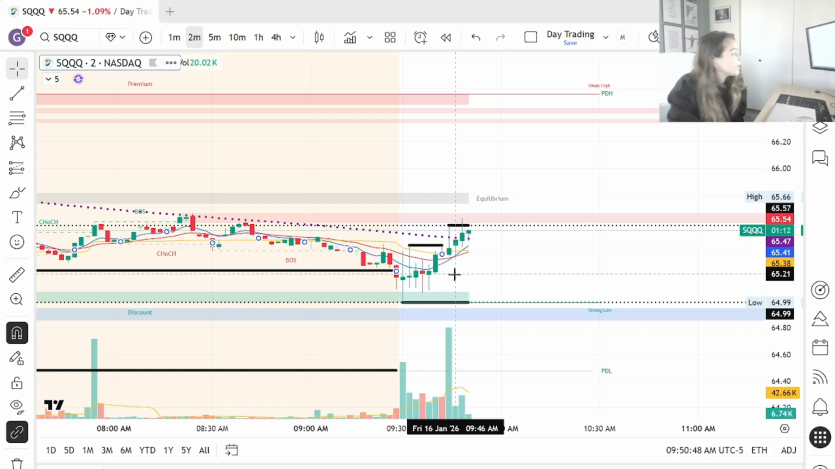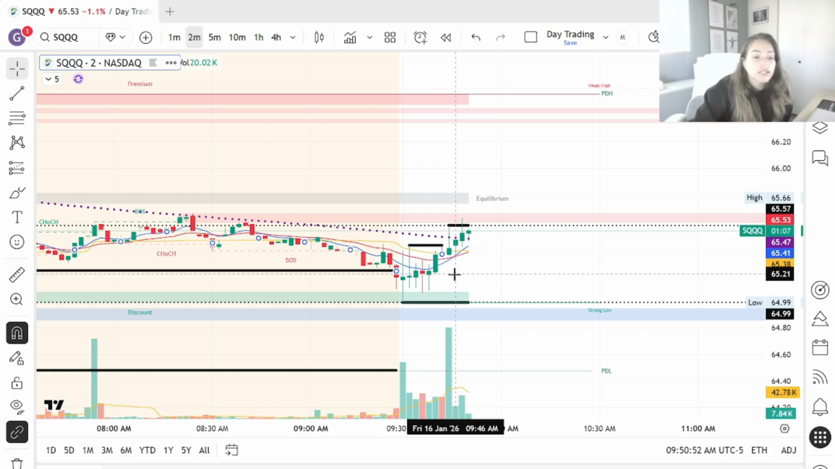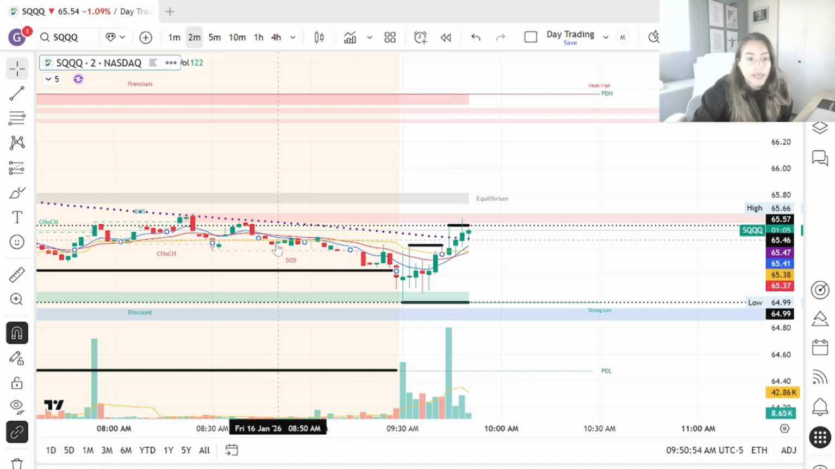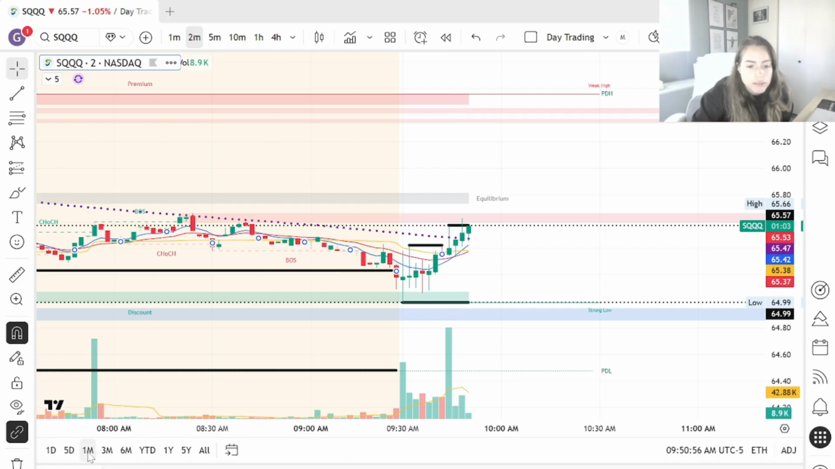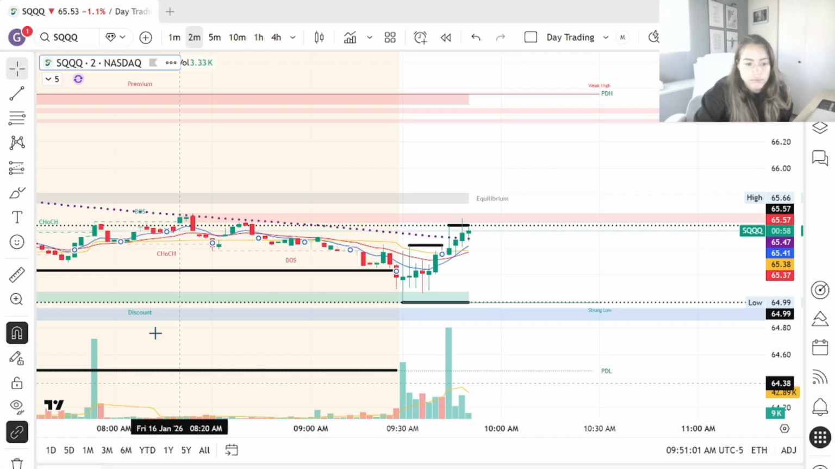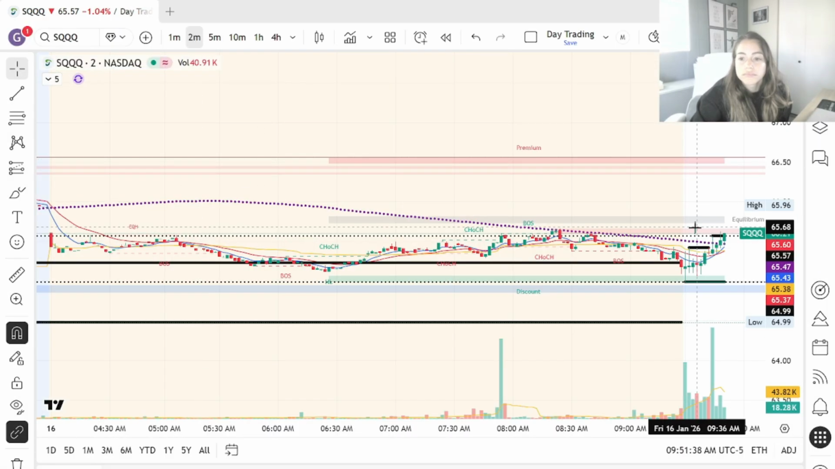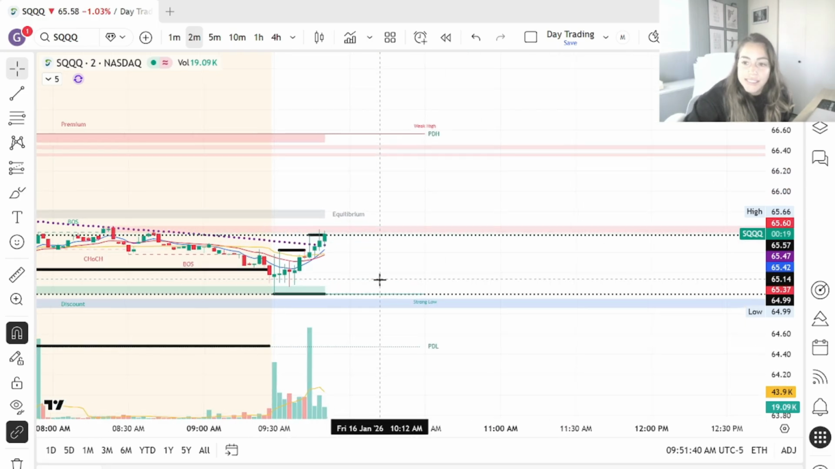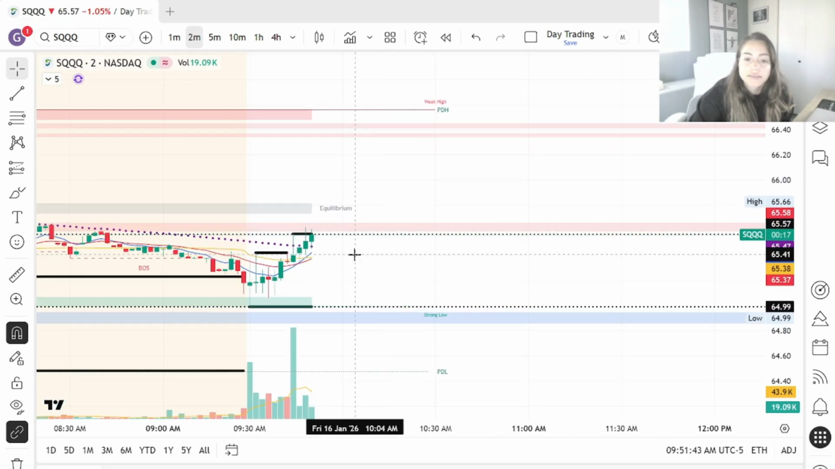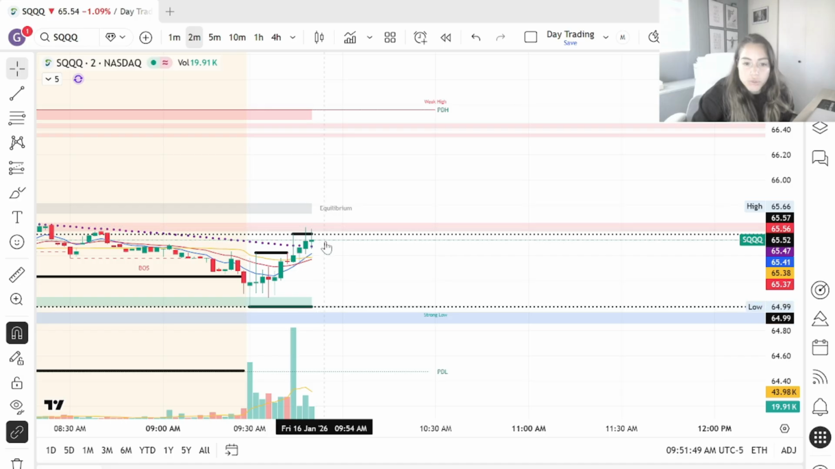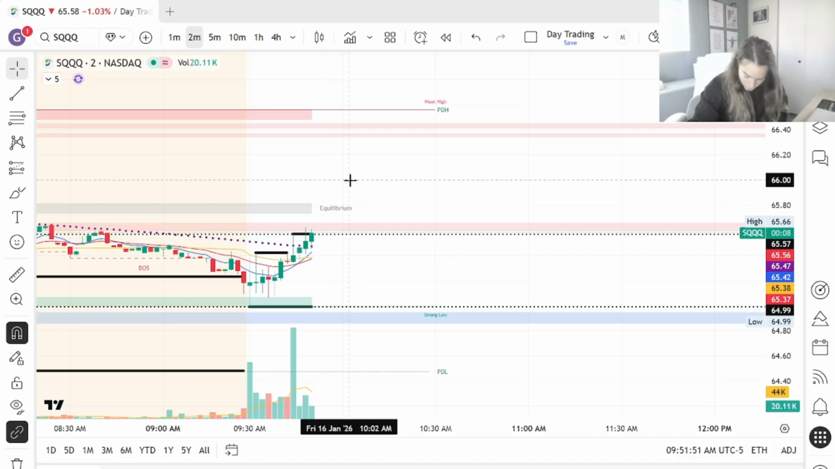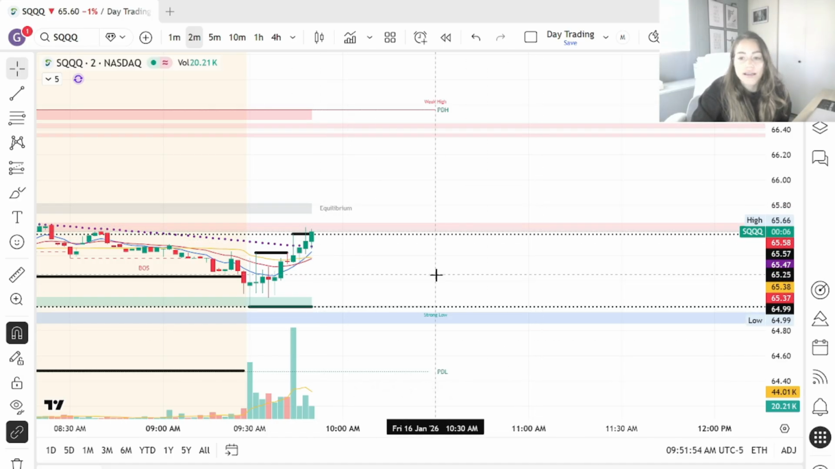The NASDAQ is selling off, which is additional confirmation for me. Let me see. Is it going to pass? Is it going to pass? Dale. Look at all the indicators, how it's below. We're just waiting for a push. Come on.